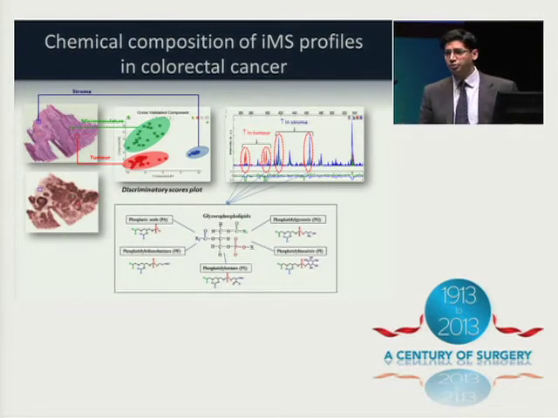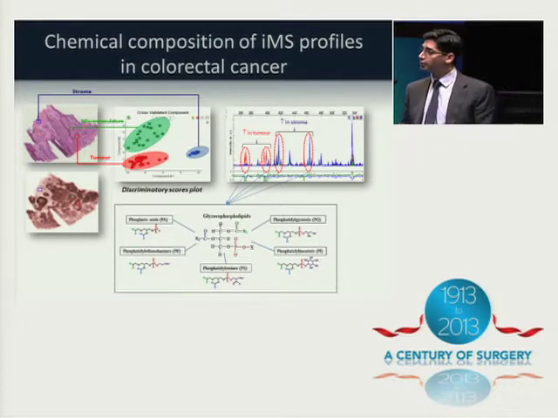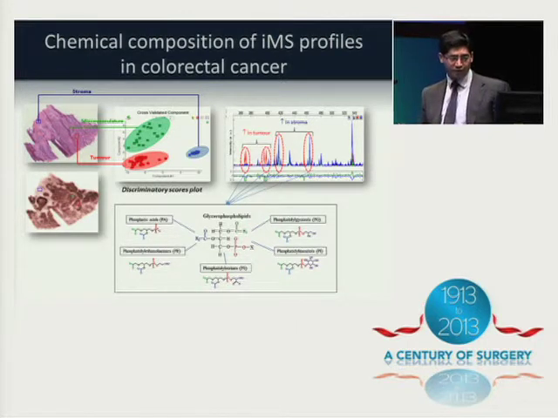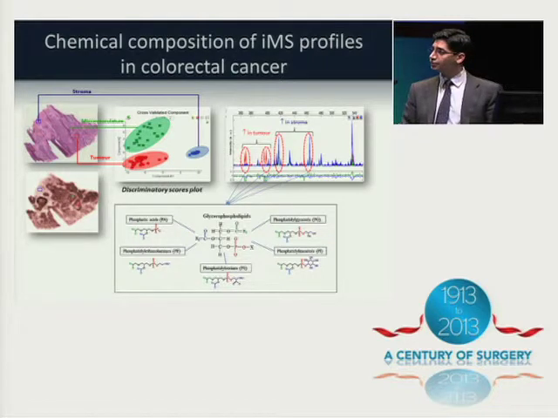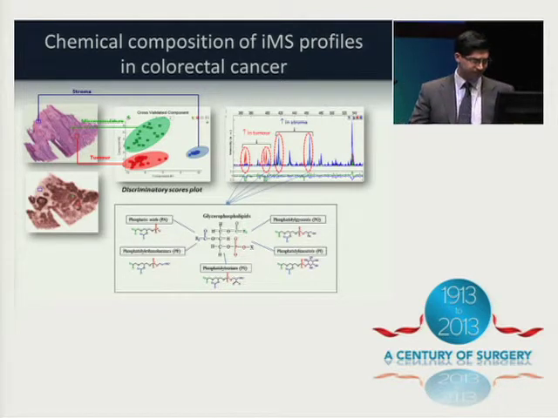In terms of chemical composition, IMS profiles of the colorectal cancer microenvironment revealed predominantly complex structural glycerophospholipids, including, but not limited to, phosphatidic acids, phosphatidylcholines, and phosphatidylserines. We've observed significant differences in the abundance and localization of these molecular species according to different tissue regions in the microenvironment.